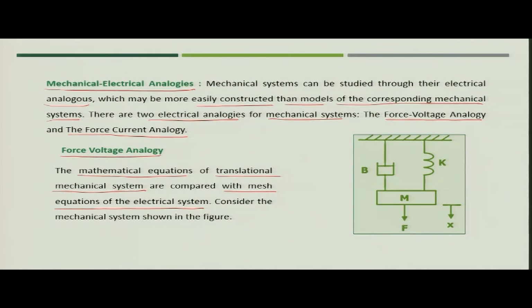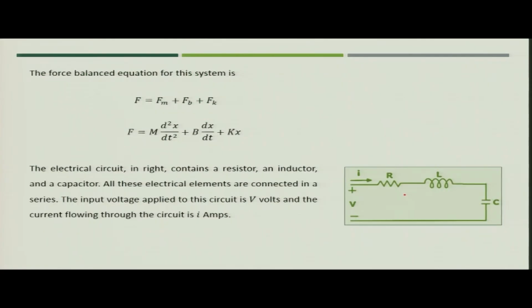So, let us first write the mathematical equation for the translational mechanical system which you are seeing in the figure. What can you write? You have F equal to Fm plus Fb plus Fk. Fm is equal to m d2x by dt2, this is because of the mass.